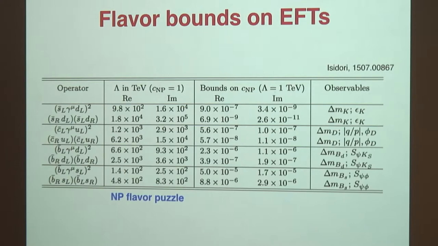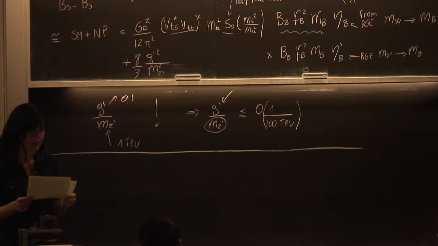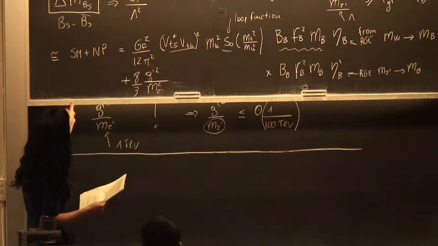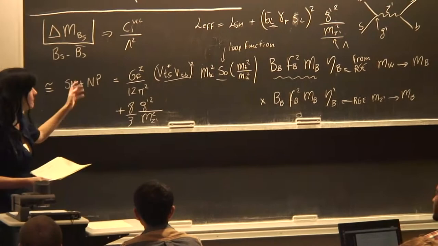In principle, yes. So it depends. The question was, when I do this exercise here, if there is some interference between the standard model and the new physics effect. Because here, basically, I have some sum over the two pieces. So in principle, you have interference. So here, for delta M, yeah, you have interference.